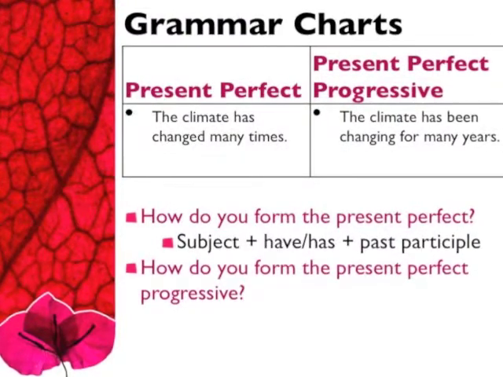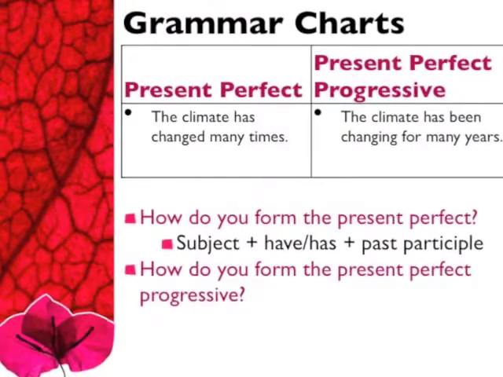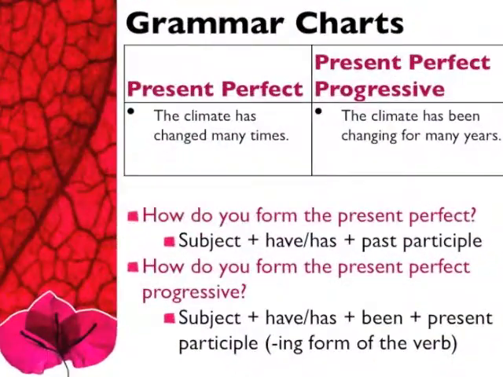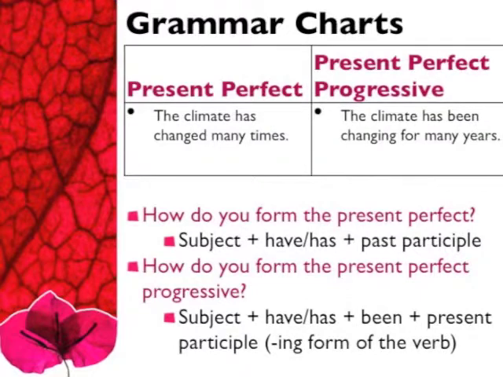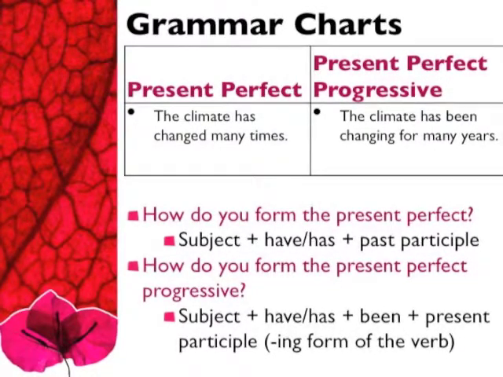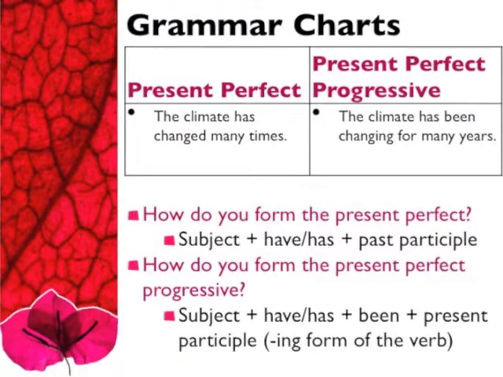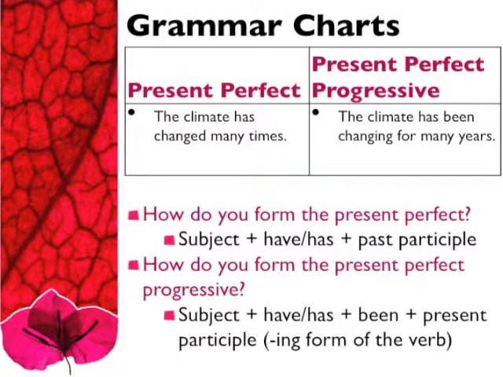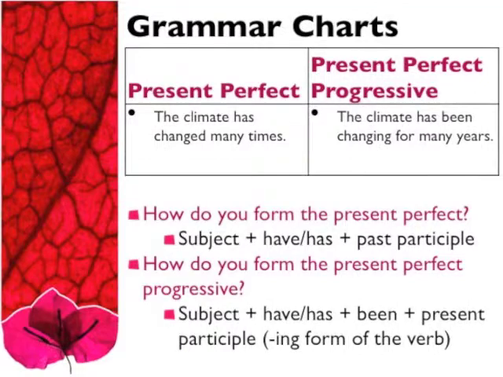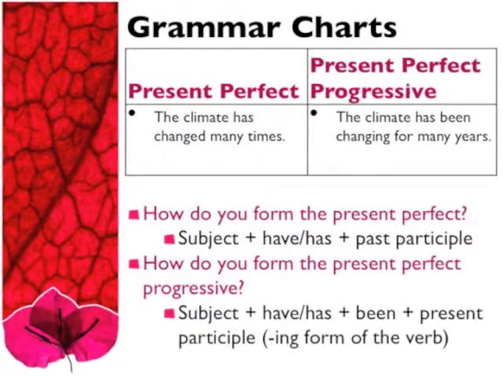Let's look at the present perfect progressive. How do you form that tense? Go ahead and pause and write it down. To form the present perfect progressive, you have the subject plus have or has plus been, and then the present participle. Present participle is just a fancy word for the ing form of the verb. So if you look at the sentence, has been changing is in the present perfect progressive.